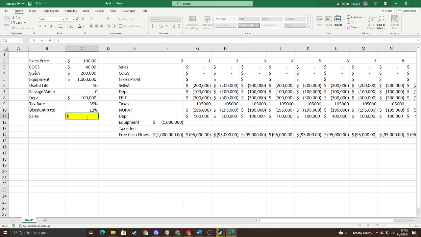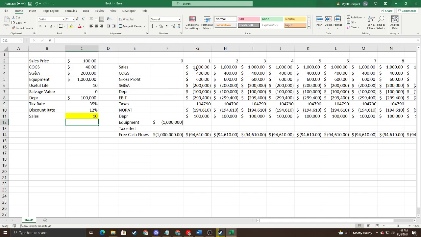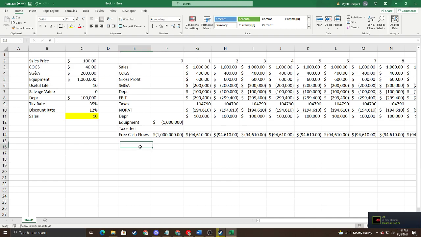And we'll do that real quick by adding 10. So if we add 10 in, we get sales of $1,000 a year, cost of goods of $400 a year, and a gross profit of $600 a year. Now all of this stuff is immediately calculated for us.